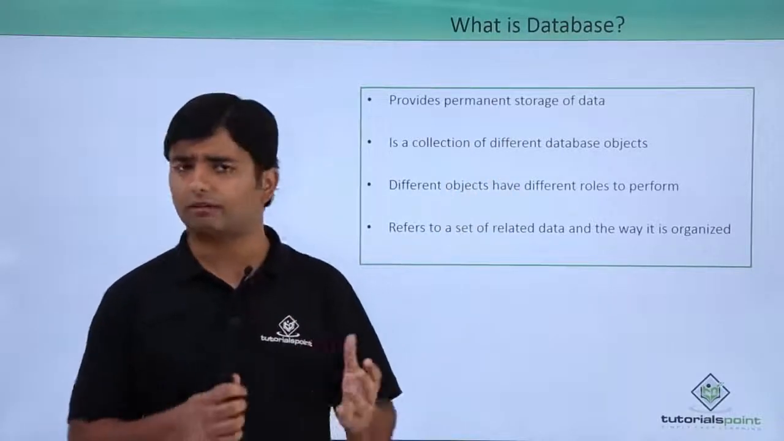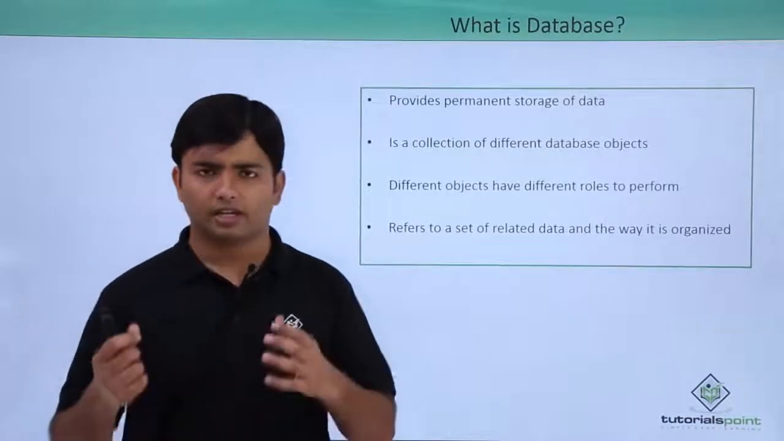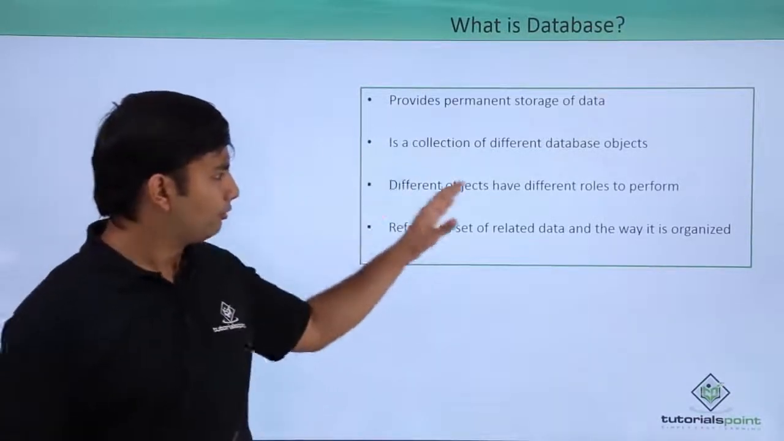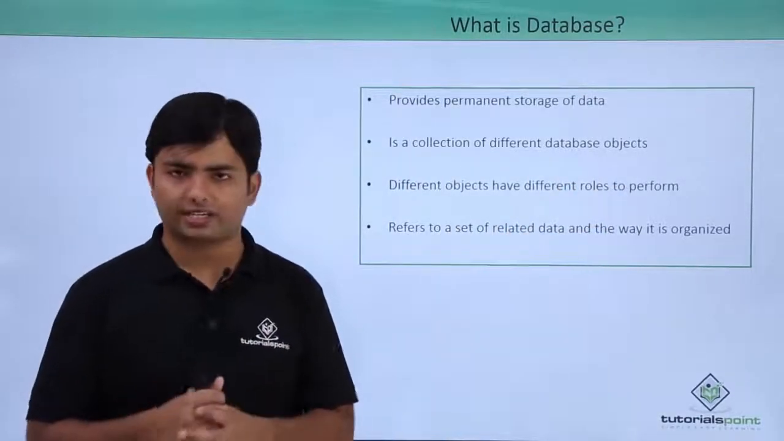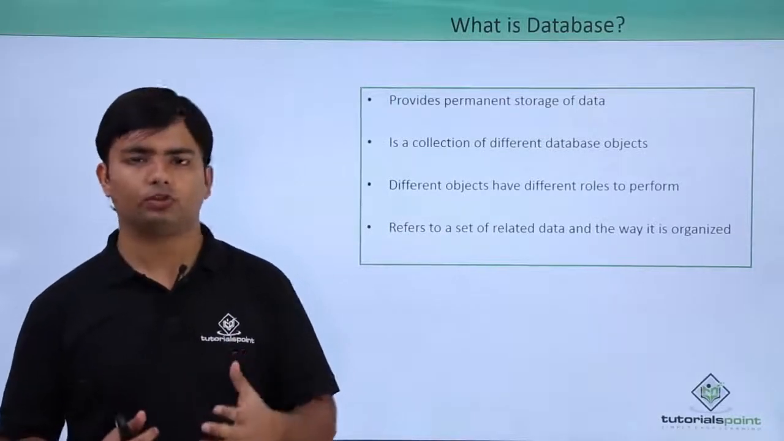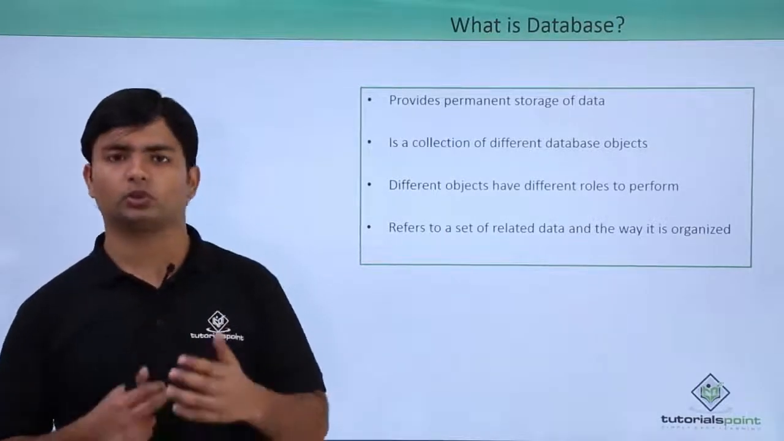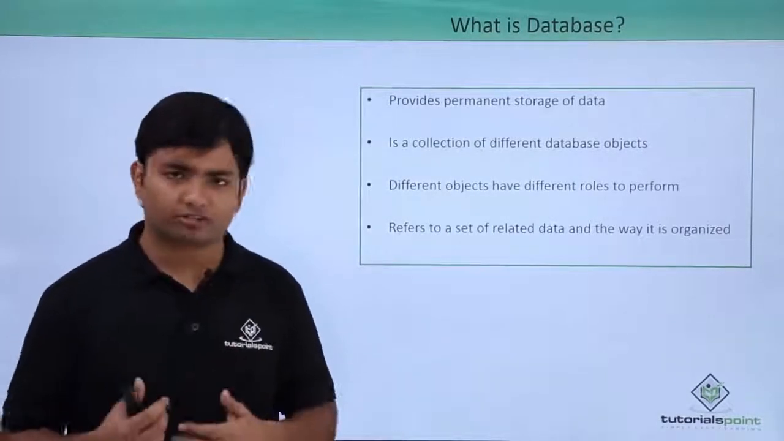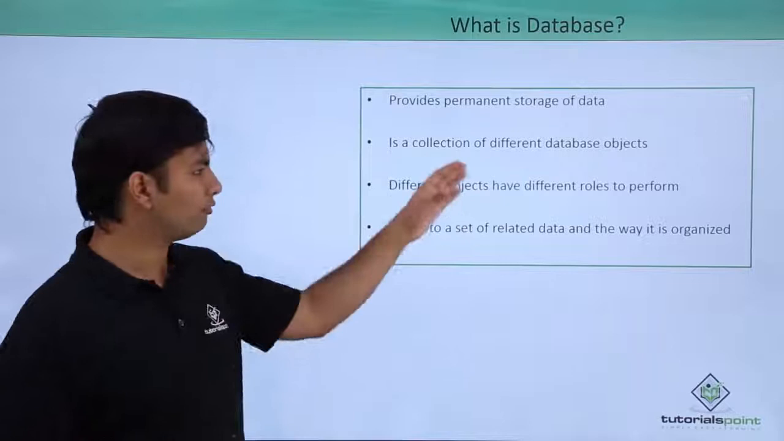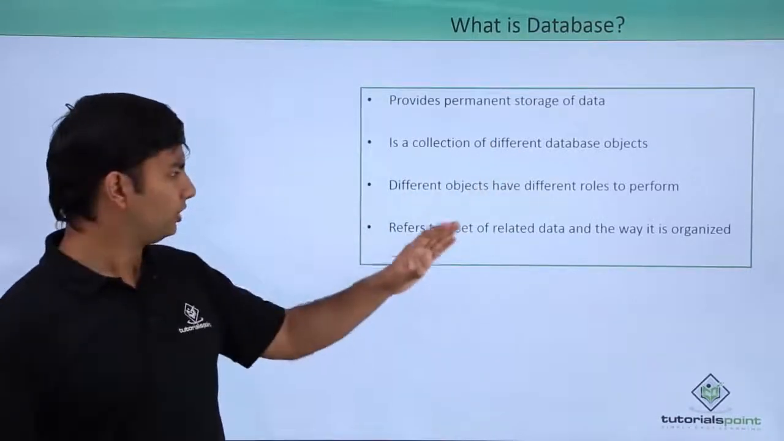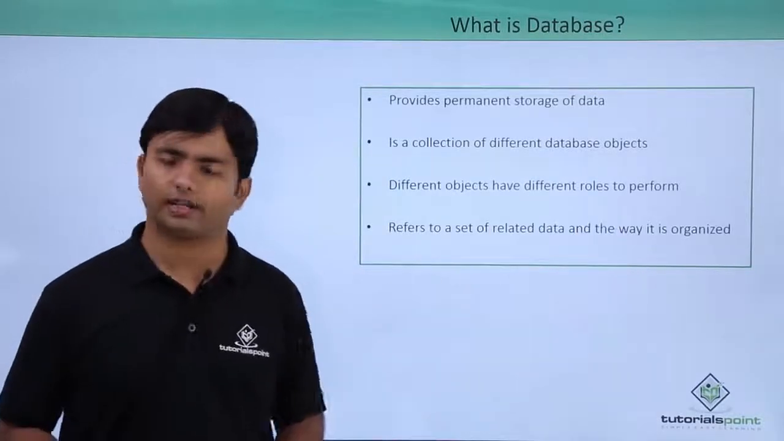We may get things like views, indexes, synonyms, procedures, and functions, which you will find in this video tutorial. Different objects have different roles to perform. The table's goal is to store the data. Similarly, views are used to restrict the data. Triggers may do some validation, or take some implicit actions. So basically each and every database object has a different role to perform. So basically, a database refers to the related set of data and the way it is organized.